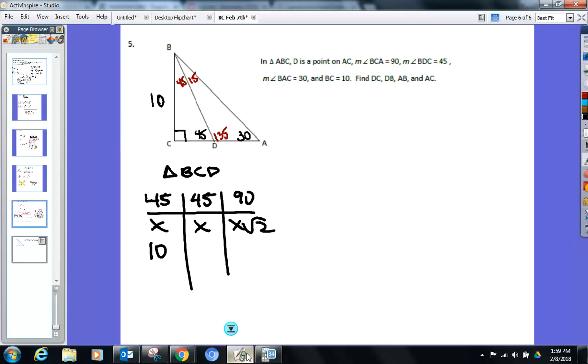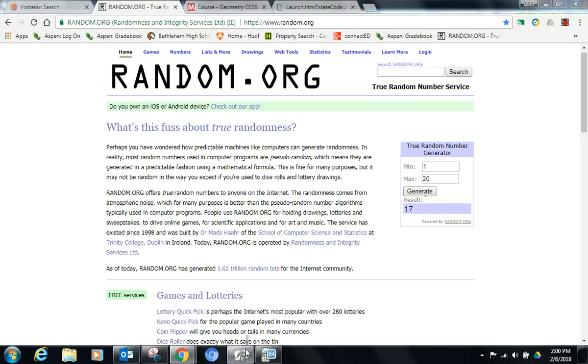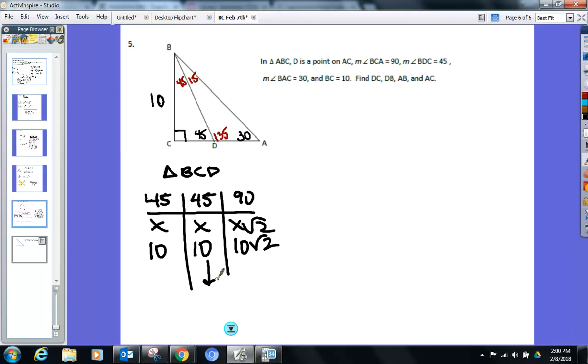What's across from the other 45? 10, and what's across from the 90? Name those sides she just filled in. What's this other side across from the 45? Name it as far as segment-wise. I gave you side BC. What's the other side across from the other 45? It is, but what's the name of it? Segment CD.